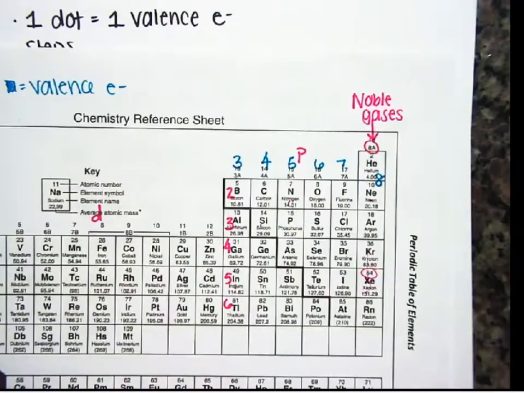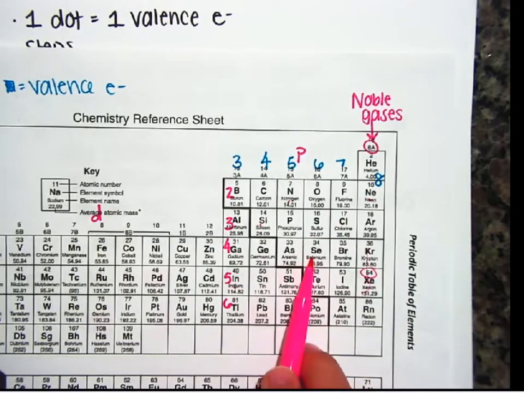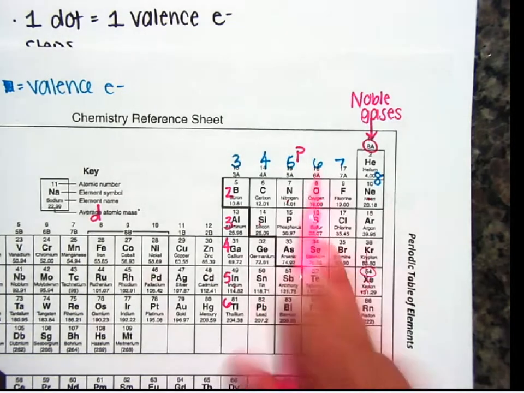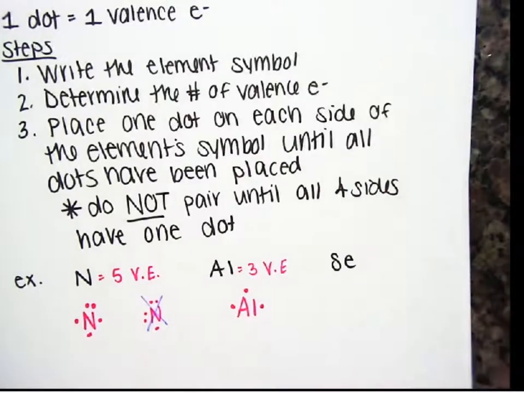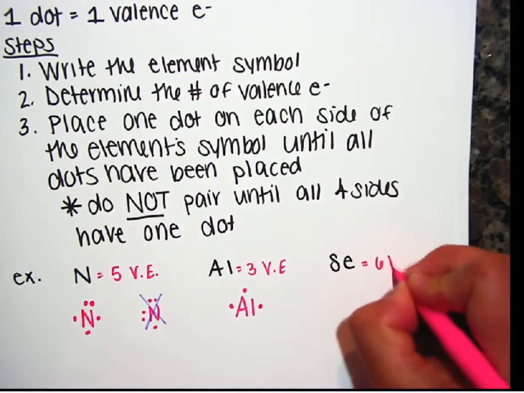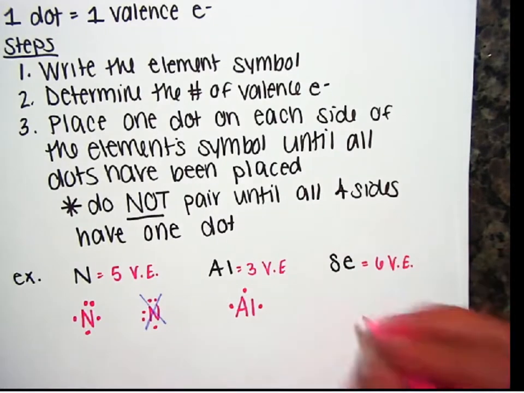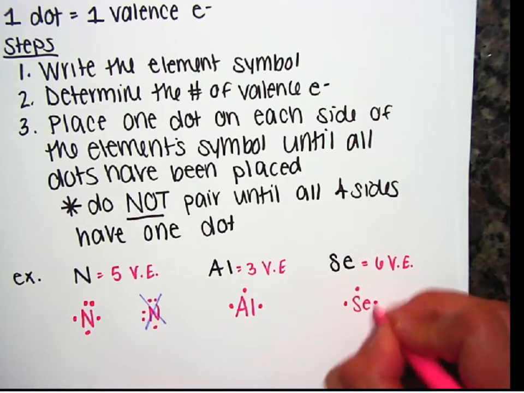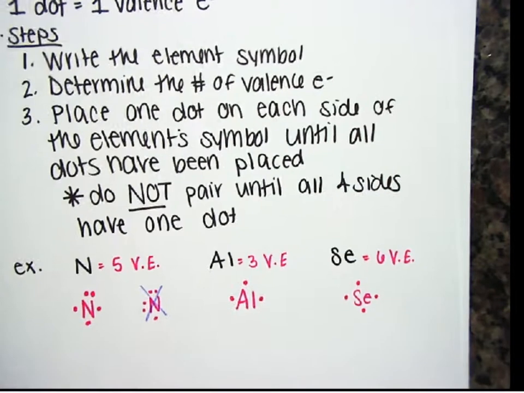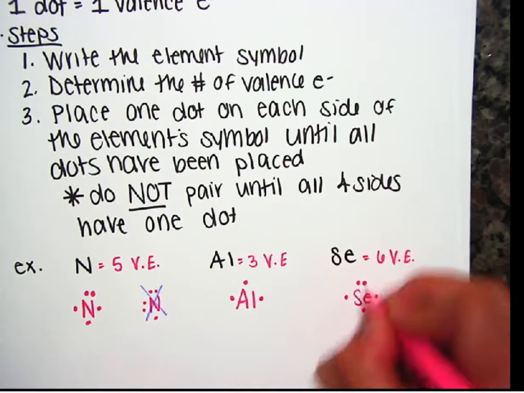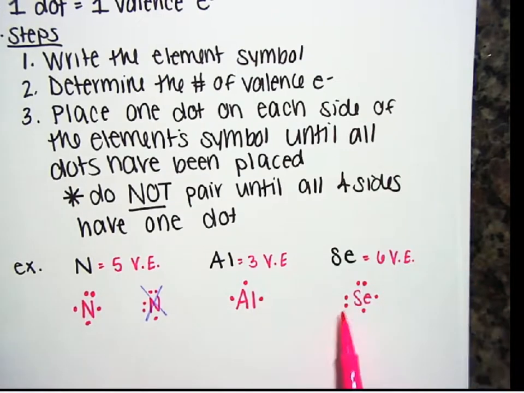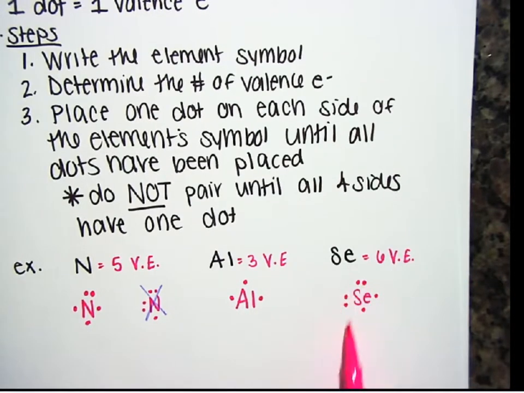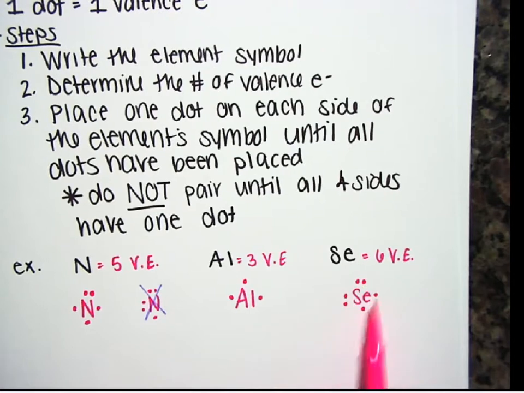And the last one, selenium, group 6A, so 6 valence electrons. One, 2, 3, 4. Once there's one dot on each of the 4 sides, we can go back and pair. It does not matter where the pairs are as long as you have 2 pairs of electrons and 2 solo electrons.